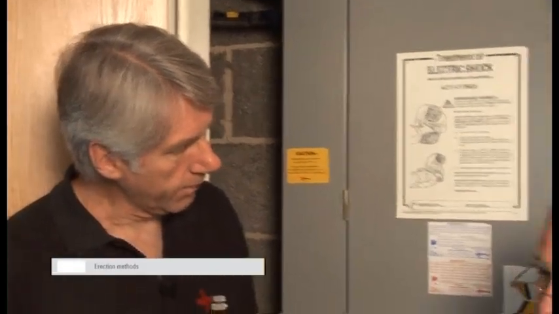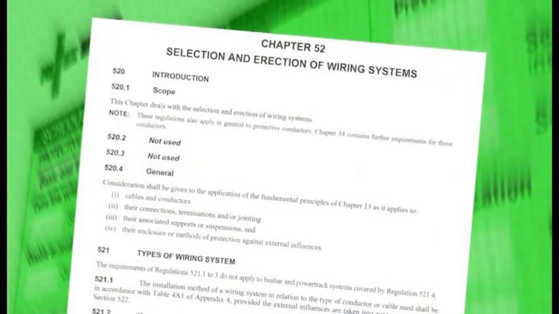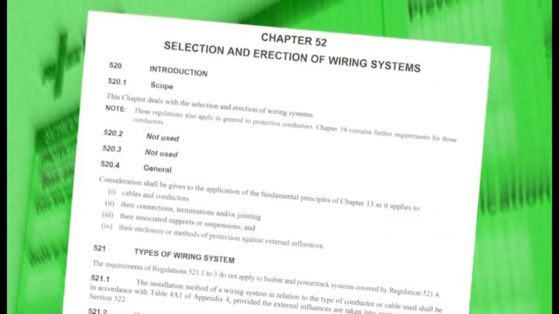Next, we have erection methods. What can you tell us about this, Tony? Here we are checking that the installed cables and conductors meet the requirements of Chapter 5.2 of the regs. Some of the issues we've already encountered for other items on the schedule, but we are verifying that the cables meet the required standards and that the installation process has not compromised their safety or intended use in any way.